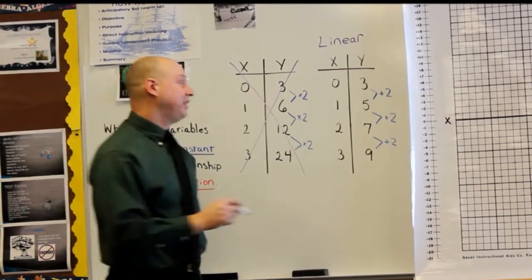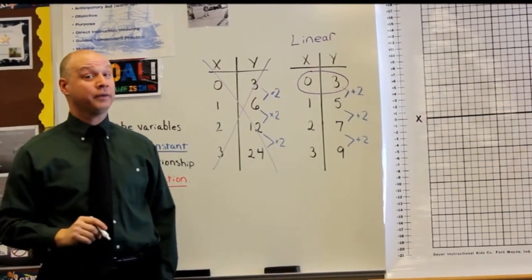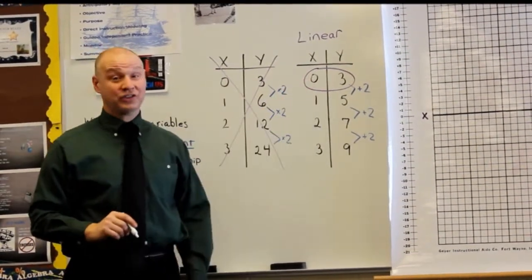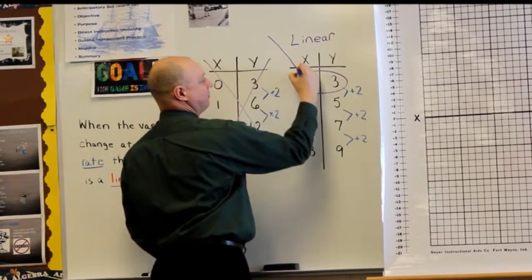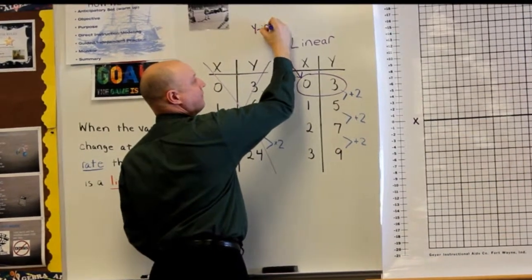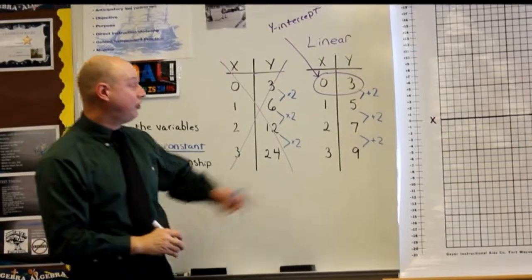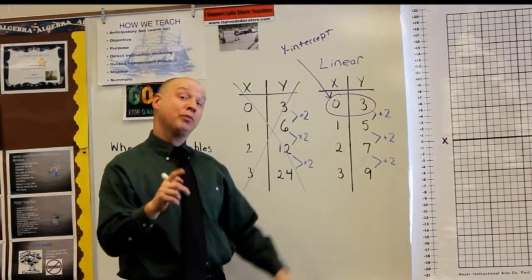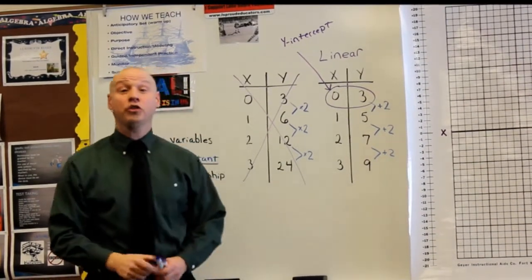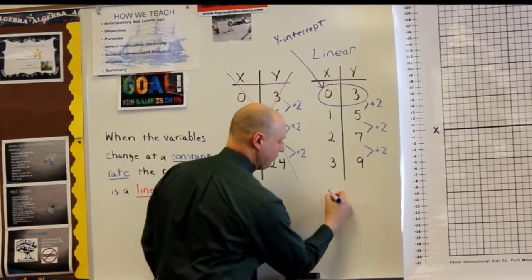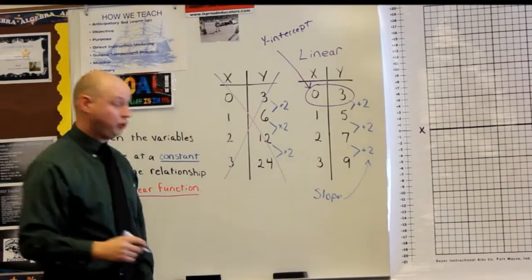Now the second thing that's really important is that ordered pair right there. When x is 0, y is 3. This is our y-intercept. Now going back to this constant rate of 2, do you remember what we call this in math class? This is called the slope. And in this particular example, it's 2.